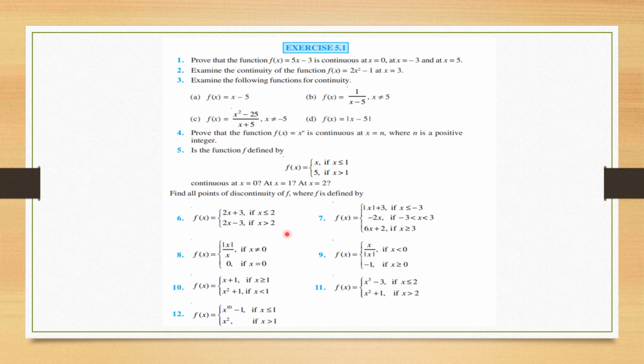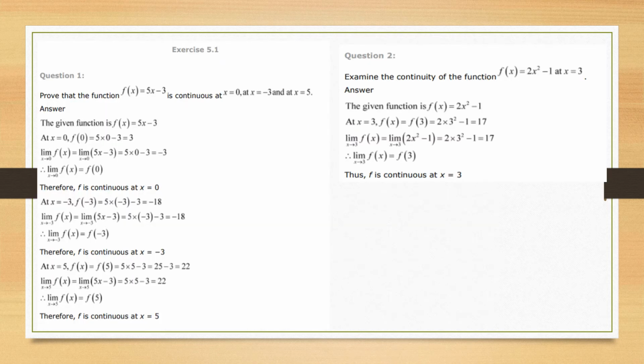So this is your exercise 5.1, and we'll see a few questions from question number 1 to 12. Now let us see solutions of exercise 5.1, a few questions. So the first question is like your example number 1. Prove that f(x) = 5x - 3 is continuous at x = 0, x = -3 and x = 5.